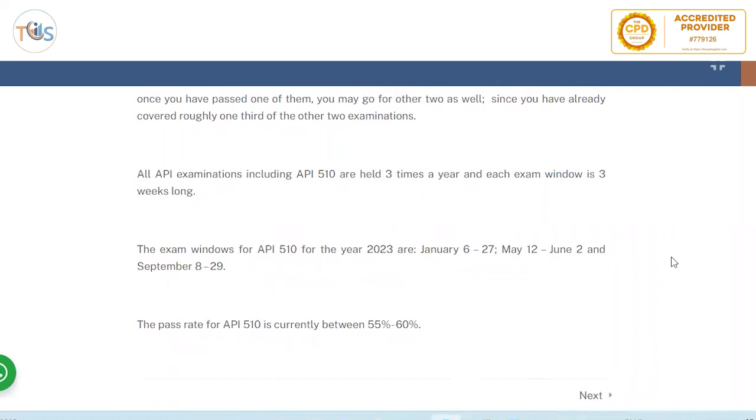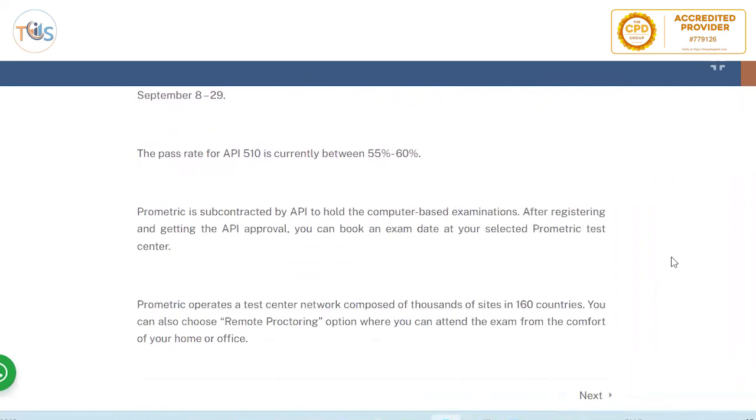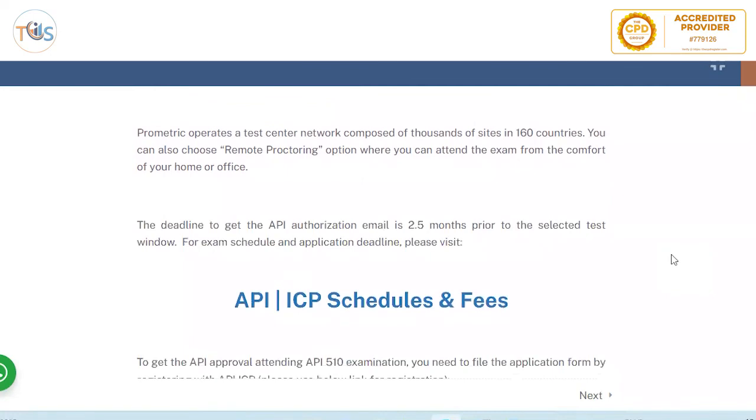The pass rate is around 55% for this exam, and Prometric is subcontracted by API to hold the computer-based exam. After registering and getting the API approval, you can book an exam date at your selected Prometric test center. They have a network in 160 countries, and you can also choose remote proctoring. That means you can attend the exam from the comfort of your home or office. We'll explain that in our next videos.